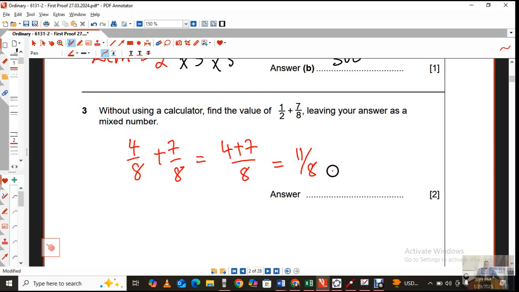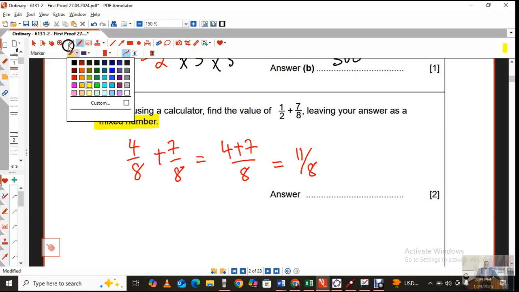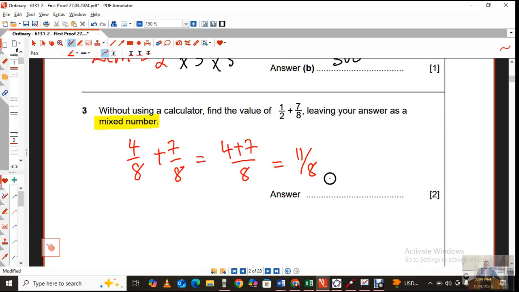But you can simplify this further, because they ask you specifically that your answer should be a mixed number. Clearly this is an improper fraction and not a mixed number. A mixed number would be some whole with a fractional part, so 8 goes into 11 once, and 3 is left, and you put that 3 over 8. So this is the solution that is required.